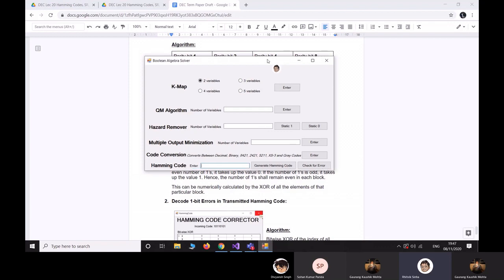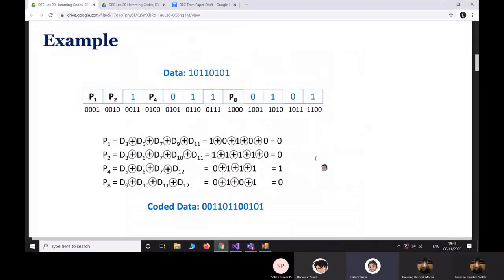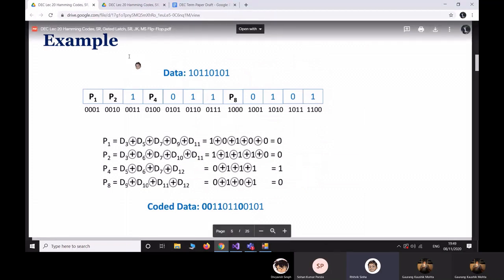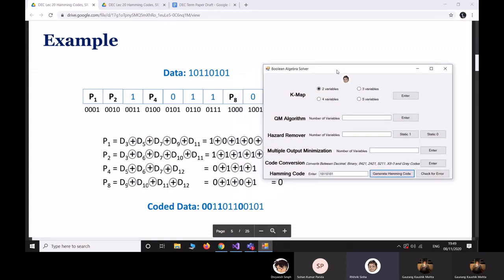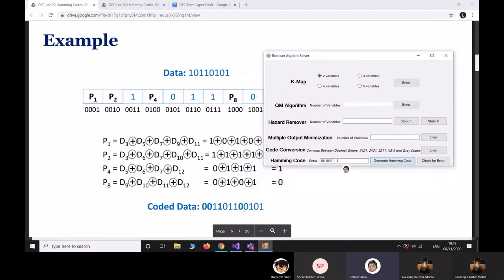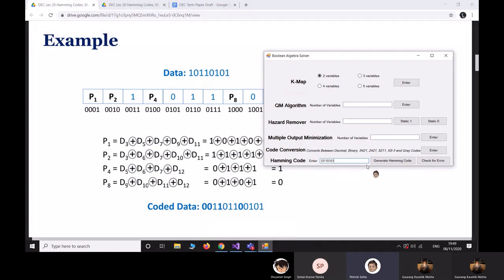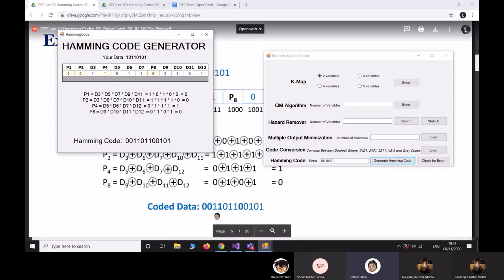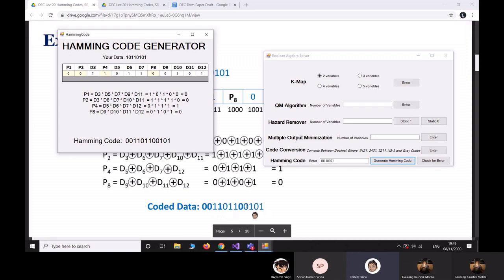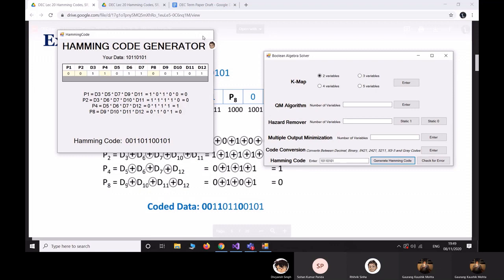Taking, to demonstrate, an example which was provided to us in the lecture 20 slides, I'll try to replicate that example using our software package. The data is already entered, and this is the same data as was provided in the slides. To generate the Hamming code, we try that, and it comes out exactly the same. We can see that the 4 bold bits here represent the parity bits, which are the same as the highlighted bits in this section.